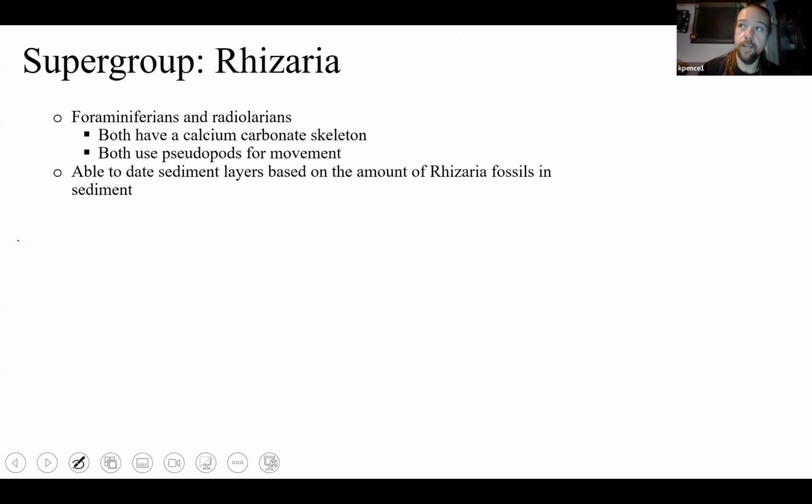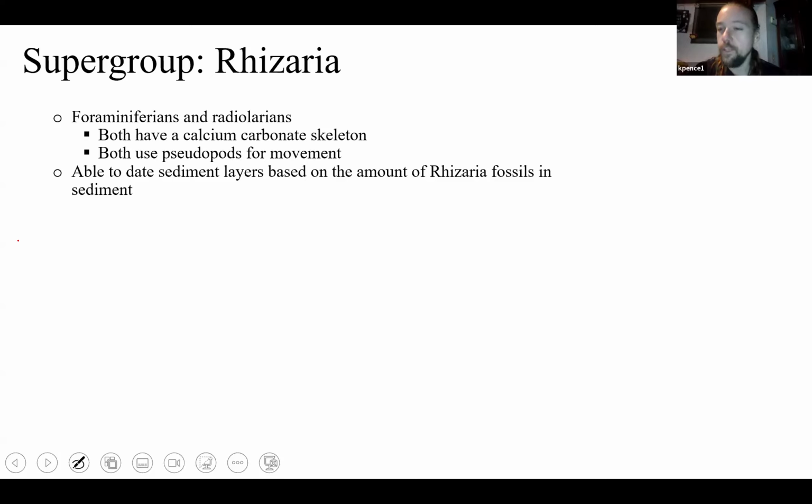Okay, then we have Rhizaria. With Rhizarias, these are the coolest ones in my opinion. Going back to the very first image I showed you, these are referred to as living crystals. They're only seen with a microscope. When you look at their cell membranes, they have these crystallized looking patterns because they grow with a calcium carbonate, basically limestone, skeleton around their cells.